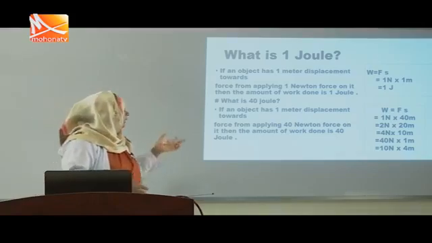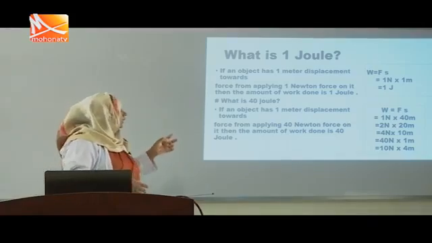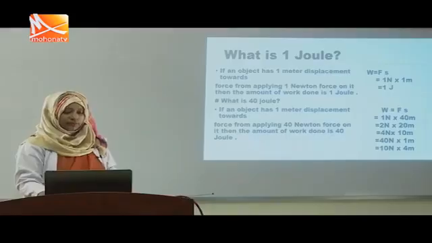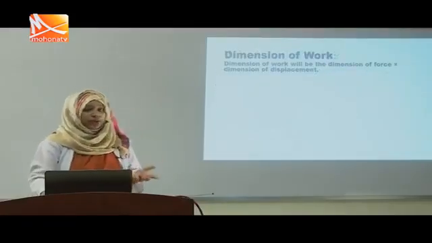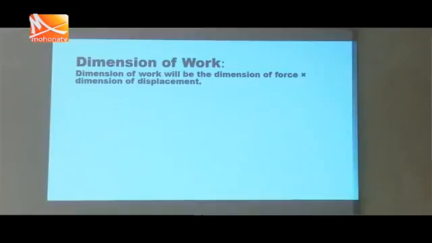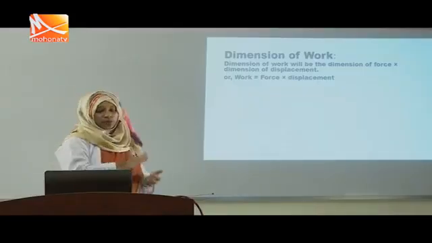Now, how can I describe this? If an object has 1 meter displacement in the direction of force, from applying 40 Newton force on it, then the amount of work done is 40 joule. Now, dimension of work. Dimension of work will be dimension of force into dimension of displacement. We know work equals force into displacement.